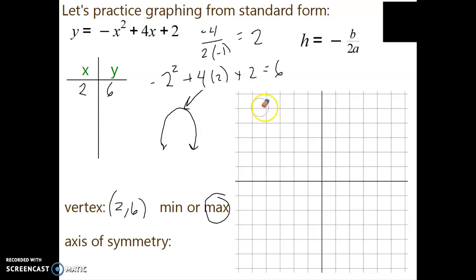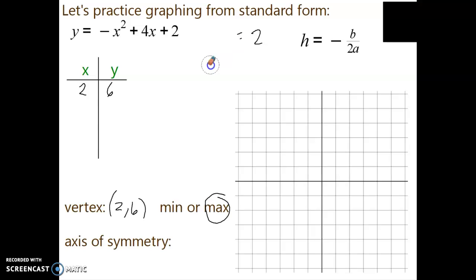Okay, axis of symmetry. Axis of symmetry, you probably remember, is not an actual line on the graph. That's why we make it dotted. It's just a line that helps us to draw the graph. And the axis of symmetry is a vertical line for all of the parabolas that we are going to do. And it always goes through the x value of the vertex. Okay, so you remember a vertical line has the form x equals a number, and that number is always going to be the same as this one, which is 2.